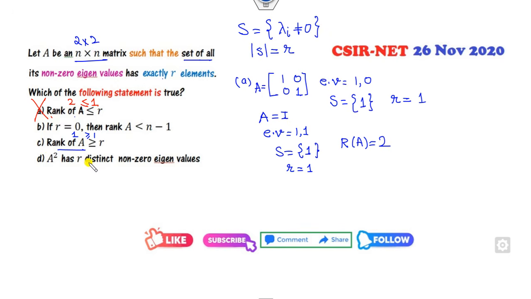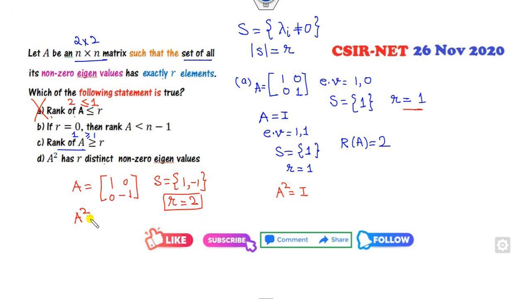A square has R distinct values. What is A square? It is again I. Then it has R distinct, R is 1. Yes, it is satisfied. But whenever it is distinct, I can consider this. Then what is S? The eigenvalues are 1 and minus 1, so R, the cardinality of this set, is 2. What is my A square? 1 0 1 0. A square has 2 distinct non-zero eigenvalues, but it has only 1 eigenvalue. It is not equal to R.